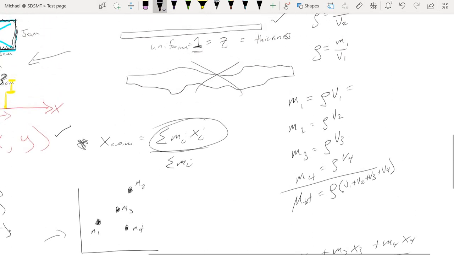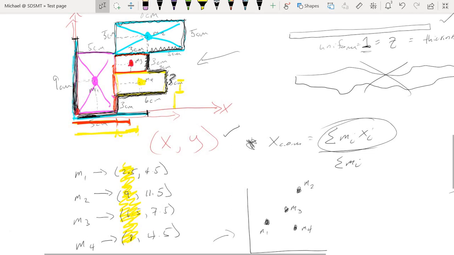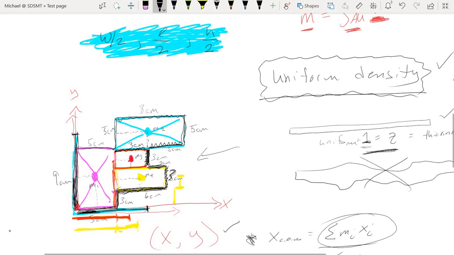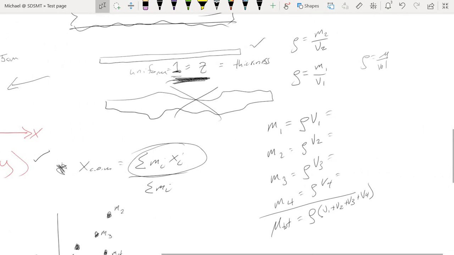Now for each one of these volumes up here, density is still technically three-dimensional volume. Let's take a look at mass 1. Mass 1 has dimensions of 5 by 9 by 1. So we have 45. We can either call it square or cubic centimeters, but I'm just going to go with 45.